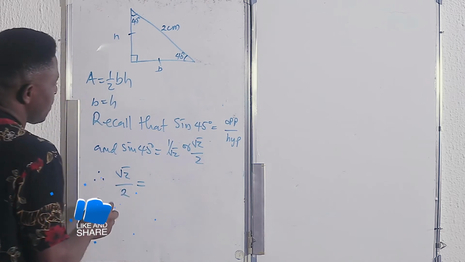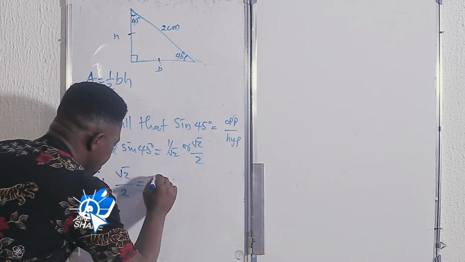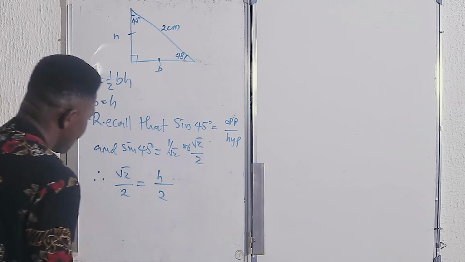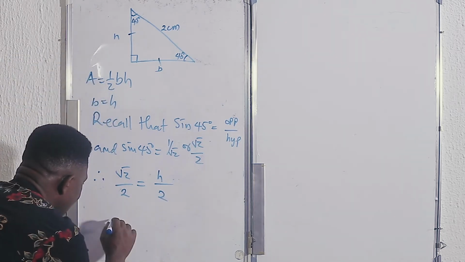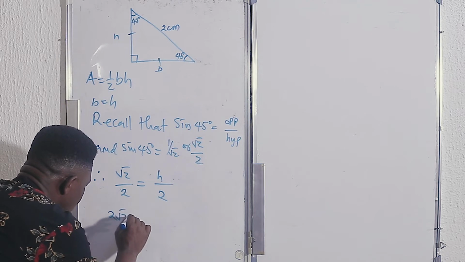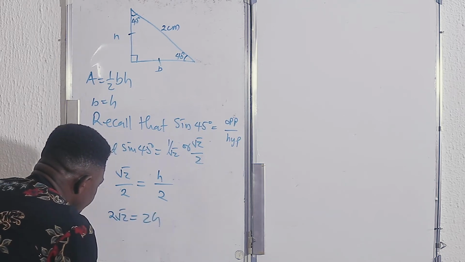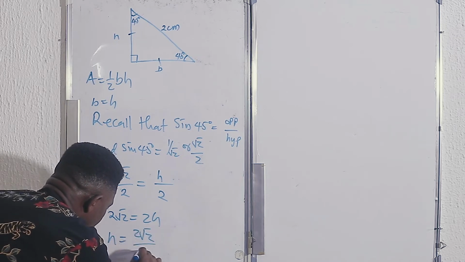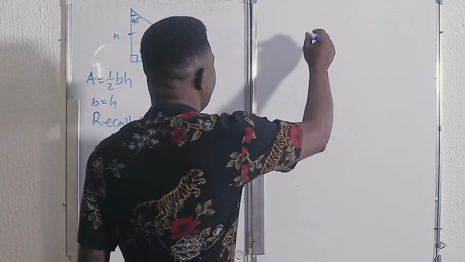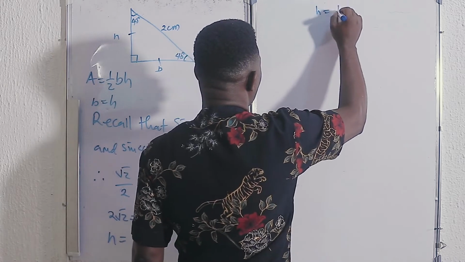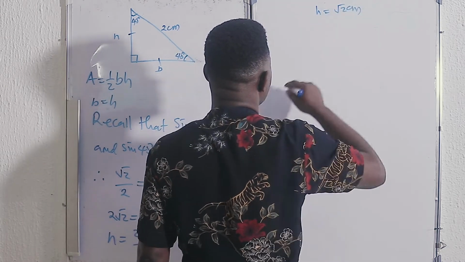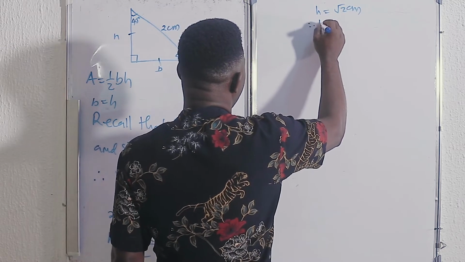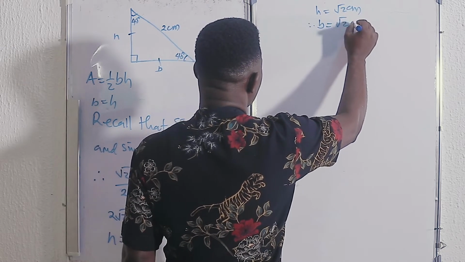is equal to, remember that the opposite is H. The hypotenuse is what? 2. So let's cross multiply. 2 root 2 is equal to 2H. H is equal to 2 root 2 all over 2. H is equal to root 2 centimeters. If H is root 2 centimeters, therefore, base is also root 2 centimeters.